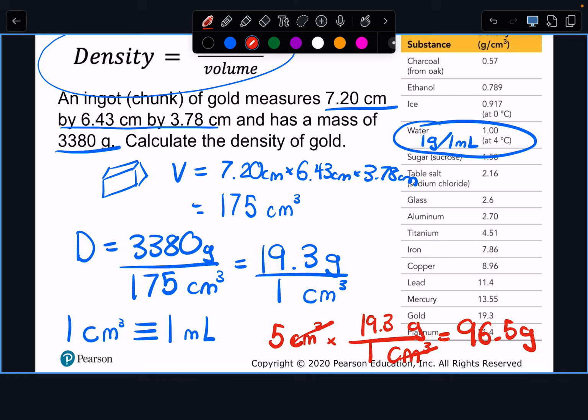Okay, so I used the density as a conversion factor to figure out the mass of a teaspoon of gold. It's a big difference, right? 96 grams versus 5 grams if it was water. That's because gold is a lot more dense. There's a lot more mass contained in that given volume. So we talked about what density means in actual practice, what it tells us about the compound that we're talking about, how heavy it is in a given amount of space. We talked about how to calculate it from really basic units. We talked about the fact that the number we get is a unit over another unit, which means we can use it as a conversion factor.